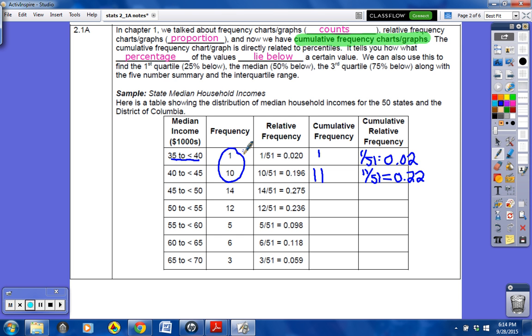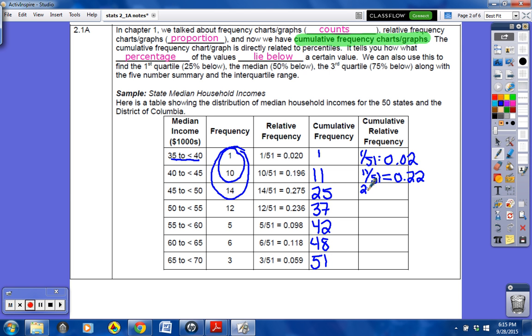And then I keep adding on. So I'm going to add a 14 in there. So 11 plus 14 gives me 25. And I'm just going to keep on going. And then I'm going to add the 12 and the 25, gives me 37. The 5 and 37 gives me 42. The 6 and 42 gives me 48. And the 48 and the 3 gives me 51. And so this is how we get this idea of cumulative frequency or cumulative relative frequency.